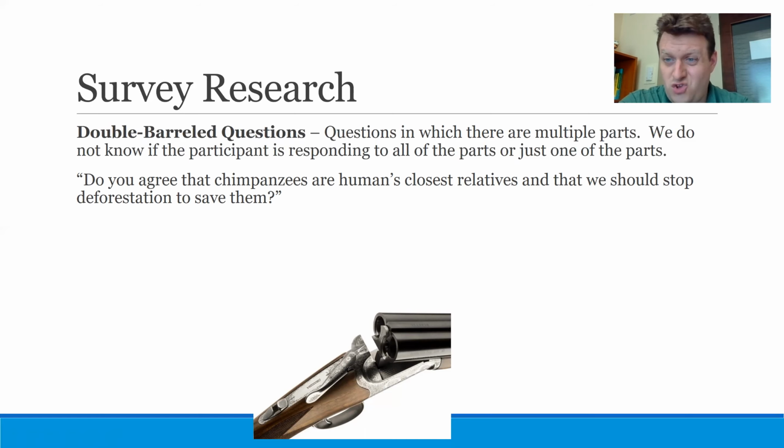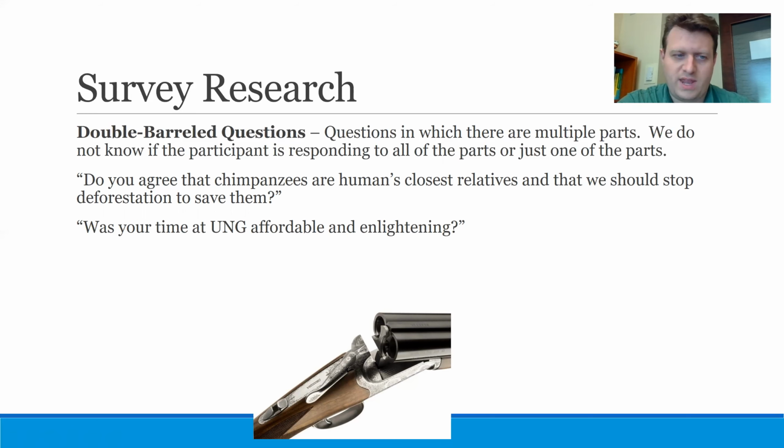Okay, we're asking two separate things here. Do you agree that chimpanzees are humans' closest relatives? Okay, they might be responding on that aspect of the question. And that we should stop deforestation to save them. That's another aspect, okay? So we don't know if someone says no, are they disagreeing with chimpanzees being humans' closest relatives, or are they disagreeing with the fact that we should stop deforestation? We don't know, okay? So we have to be careful not to ask double-barreled questions because, again, we don't know when they respond to it, what part of the question they are specifically looking at.